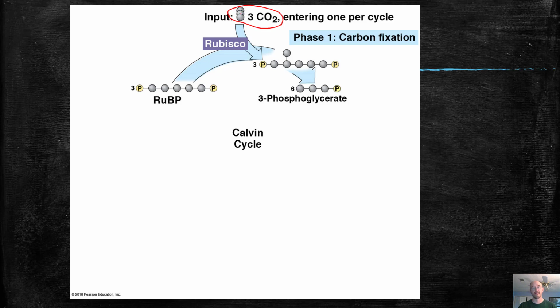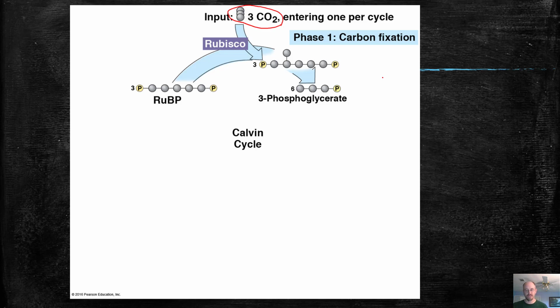And they come in through the stomata, they enter the leaf, they go into a mesophyll cell and make their way into the chloroplast. Now, the first step of this is phase 1, carbon fixation. Carbon fixation is when carbon is taken from a gas and turned into a physical solid.